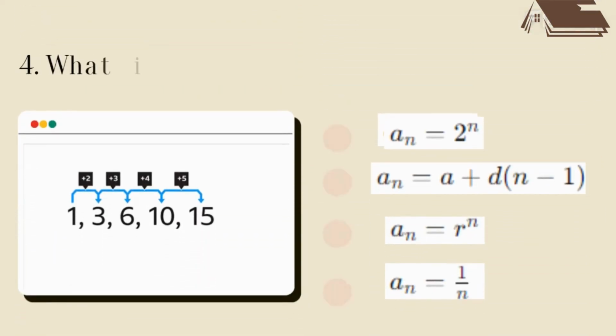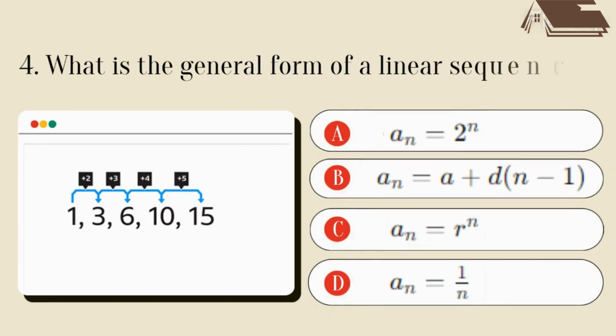What is the general form of a linear sequence? A. a_n equals 2 to the power of n. B. a_n equals a plus d times (n minus 1). C. a_n equals r to the power of n. D. a_n equals 1 over n.